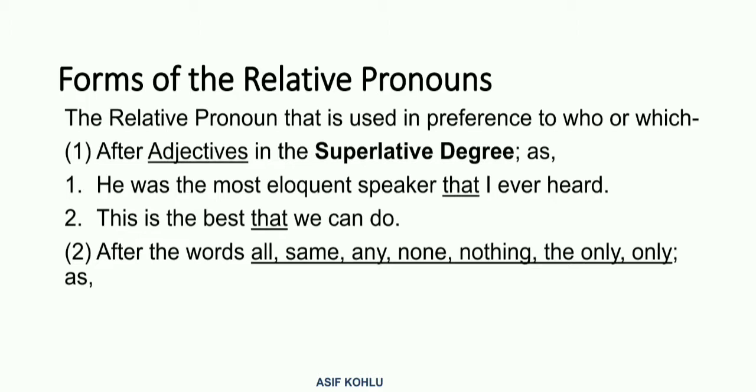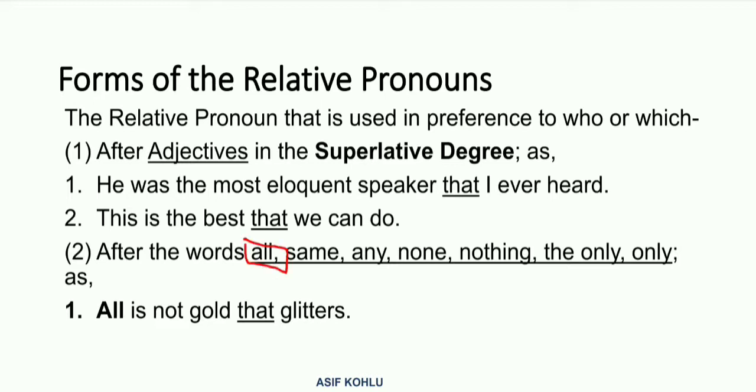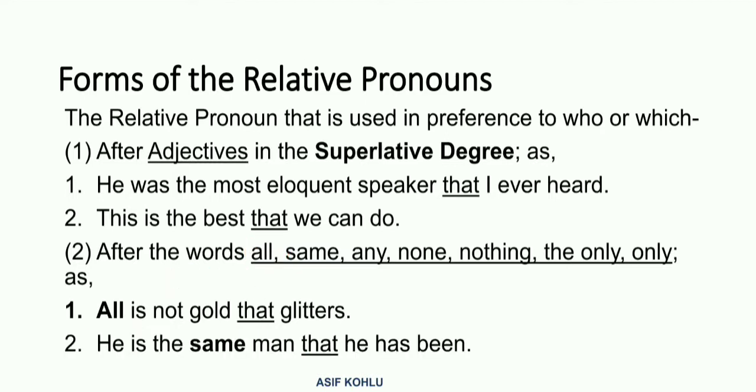Look at the example here: all is not gold that glitters. In the statement we have said that we use the relative pronoun that after words like all. So here we have the first word all. All is not gold that glitters. That is now modifying the word all. The second example is, he is the same man that has been.